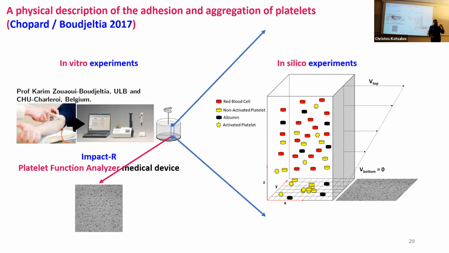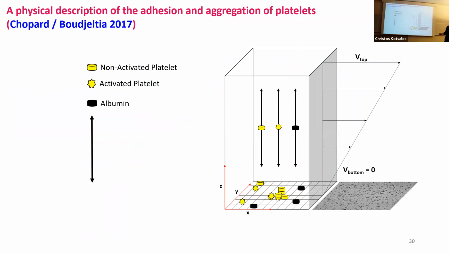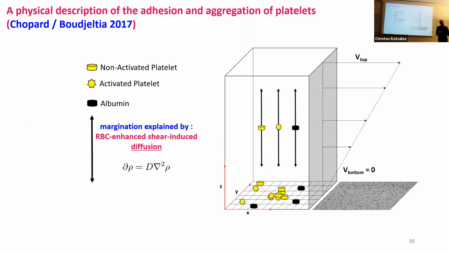So back in 2017, Bastian solved this problem. He replaced the complex dynamics of these particles with a diffusive process. The margination is traditionally explained by red blood cell enhanced shear-induced diffusion. Since this is a diffusion process, we can use the diffusion equation in order to solve the dynamics in the bulk of the IMPACT-R device, and then study the deposition in this plate.